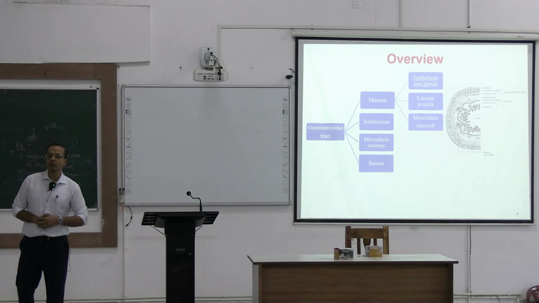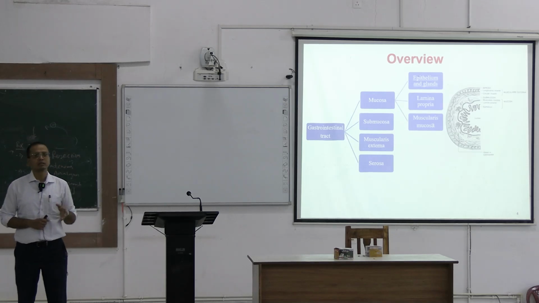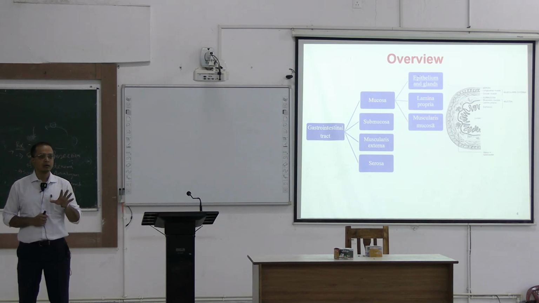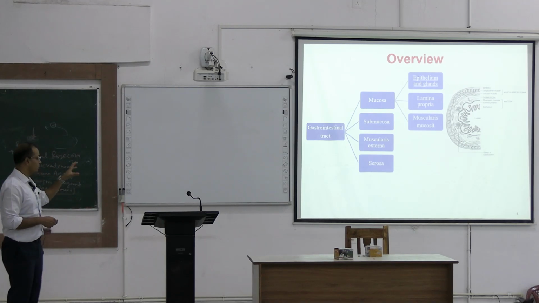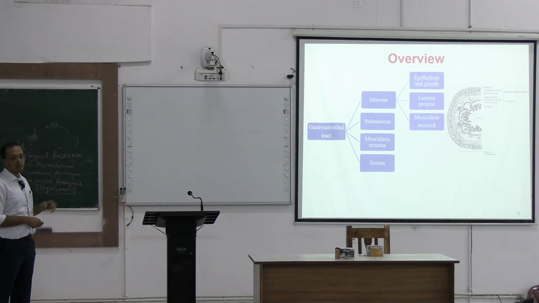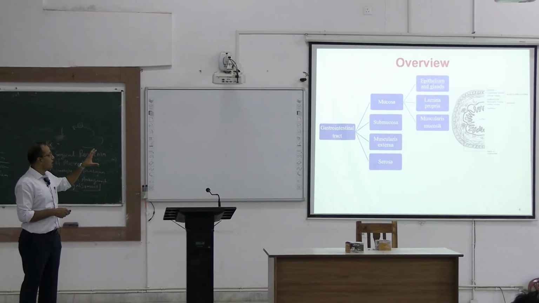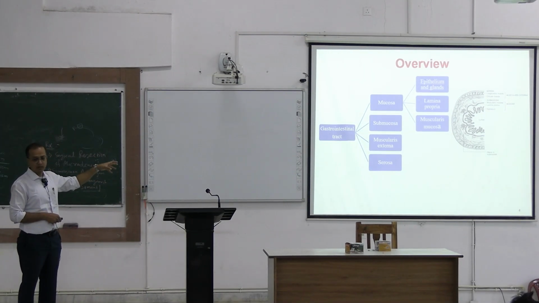Now, histologically, if we bring it down into microscopic sections, we have already seen that the gut tube has four layers. Starting from inside outwards, we have the mucosa, then the submucosa, then the muscle layer, which is divided into two, outer longitudinal and inner circular, and then the serous layer, which is the outer binding coat. So, we have four layers present histologically.